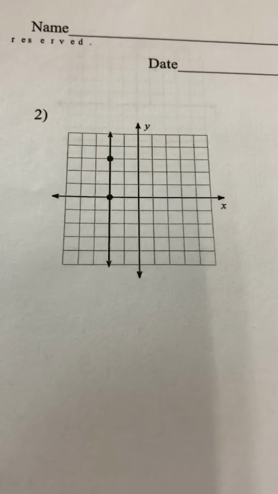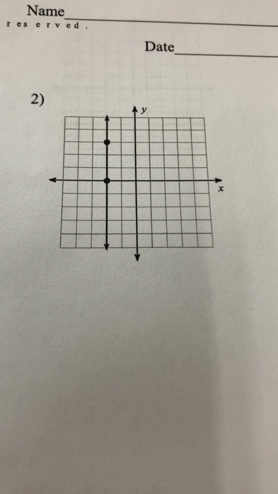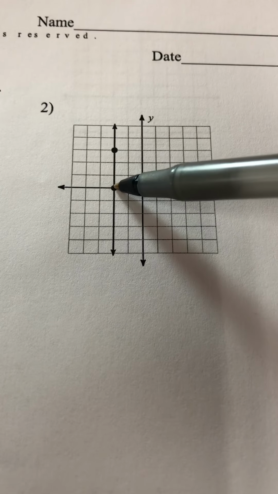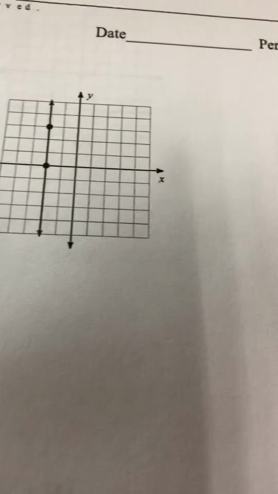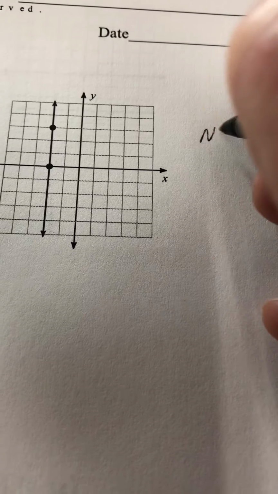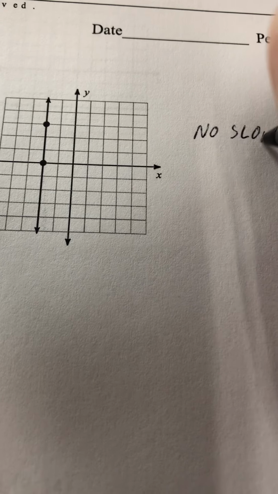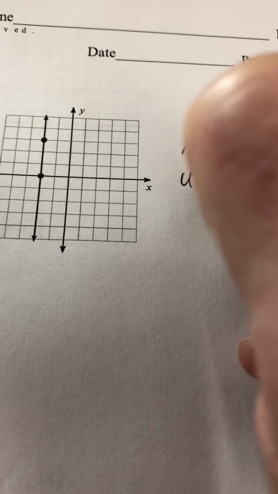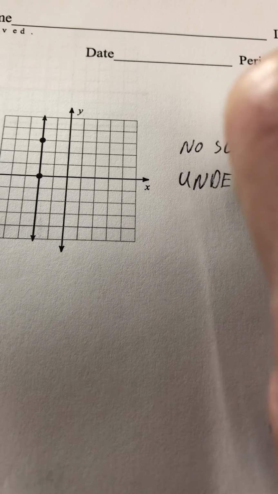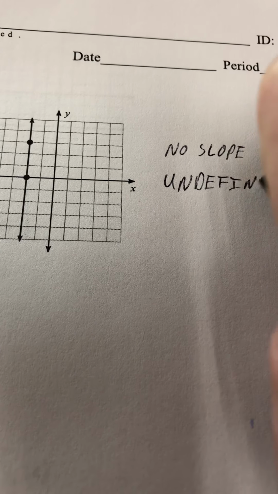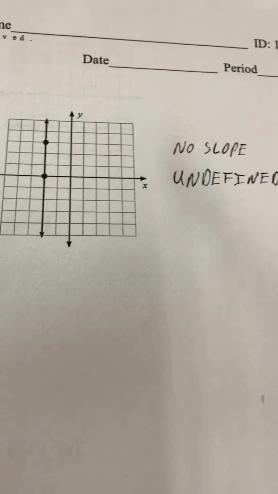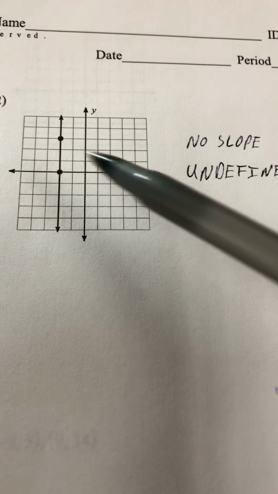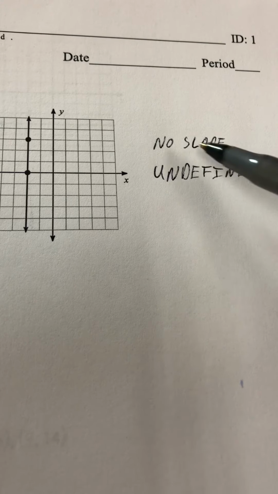Okay, so in number two, you're going to have to remember what you call a vertical line. This is a vertical line. I'm going to give you a choice, okay? It's either no slope or undefined. You should remember from last week or your notes what signifies no slope, what signifies undefined. So it's either no slope or undefined on that one.